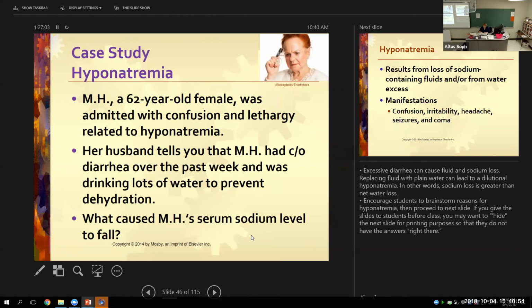Usually the first line of treatment for hyponatremia, and usually that's related to excess water in the body, is fluid restriction. That's usually the first line of defense for hyponatremia. Because you can't just say, as I said, let's give them extra salt. That doesn't necessarily work. The better way to start treating it initially is with fluid restrictions.